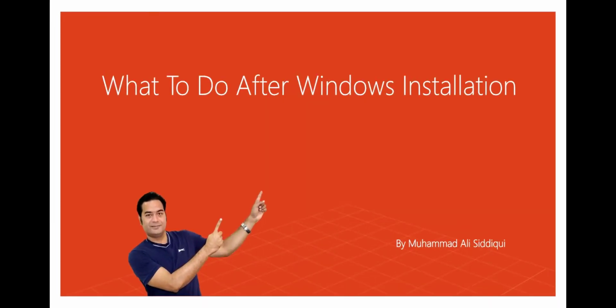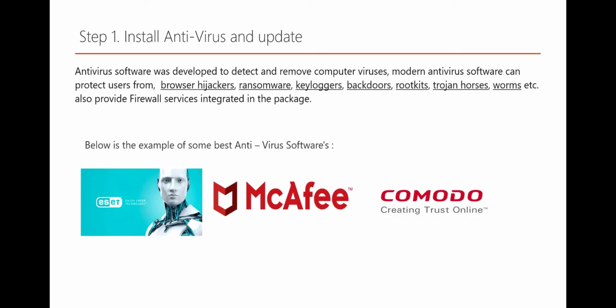Guys, I have prepared a slide for you, as the title goes, what to do after Windows installation. Step number 1: install antivirus and update. Antivirus was developed to detect and remove computer viruses. Modern antivirus software can protect users from browser hijackers, ransomware, keyloggers, backdoors.